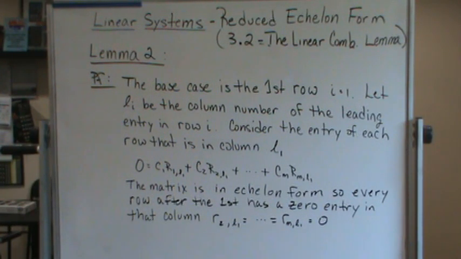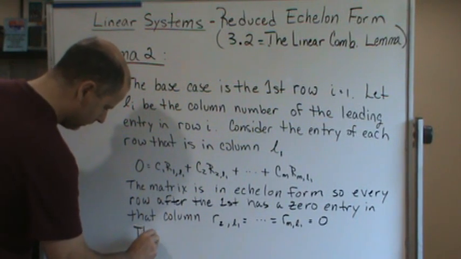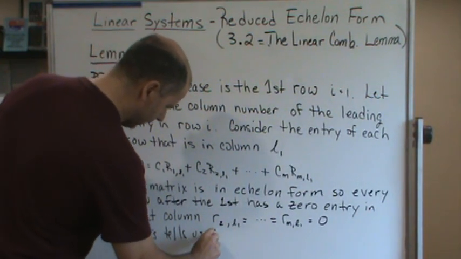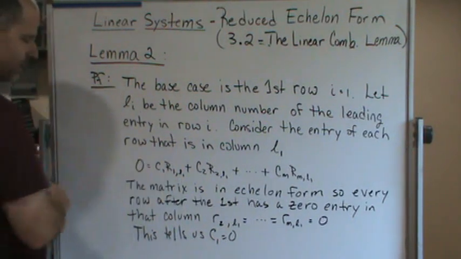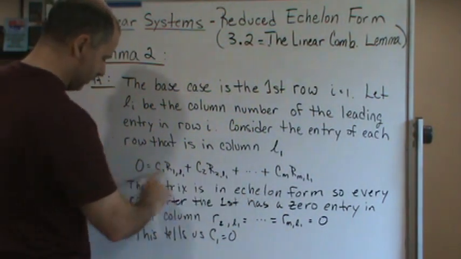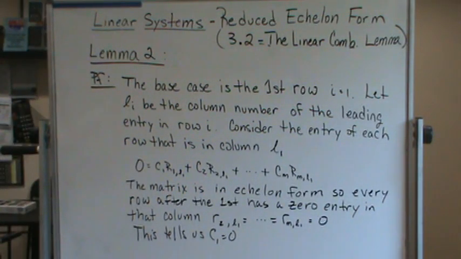Now, what does that tell us? Well, if all of those are equal to 0, then that also tells us that c sub 1 is equal to 0. Why? Because we know R sub 1, L sub 1 is not equal to 0, because it's the leading entry. This whole thing has to equal 0, so the only conclusion is that c sub 1 is equal to 0. And that takes care of our base step.